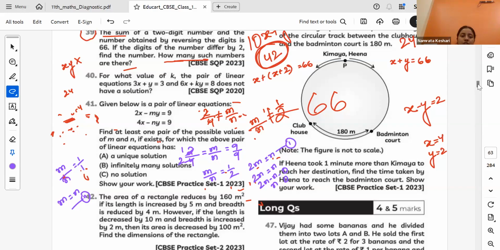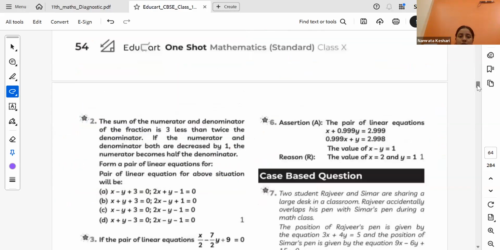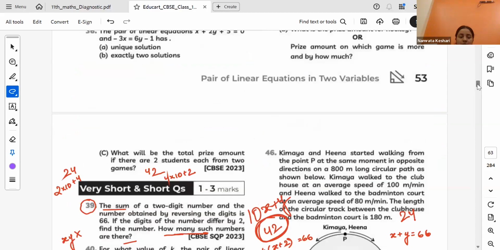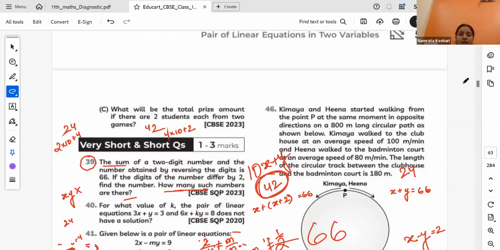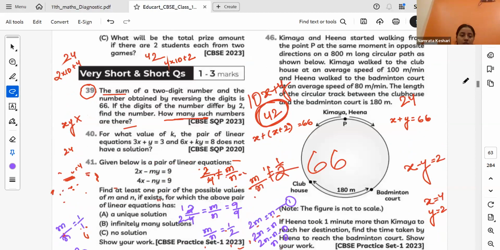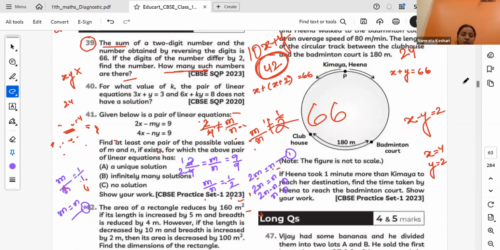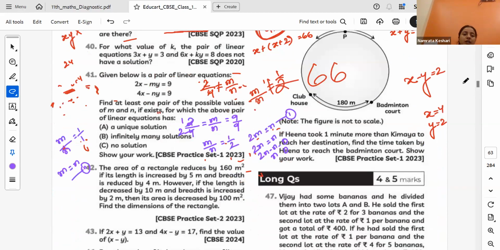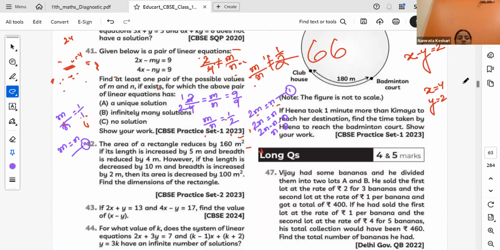Okay, let's do question number 2. I just wanted to show you the type. Here the data was much better in the previous question, in the lambda one. I will show you, Rayan, the question which we did just now. Question number 2 says the area of a rectangle. This type of question is also really important. It says the area of the rectangle reduces by 160 meter square.